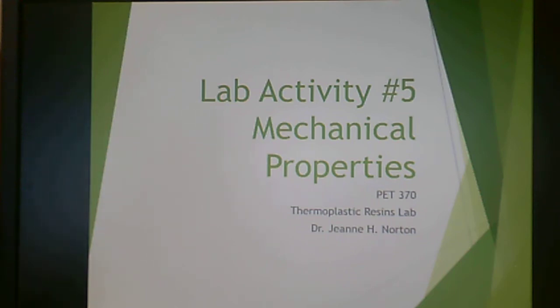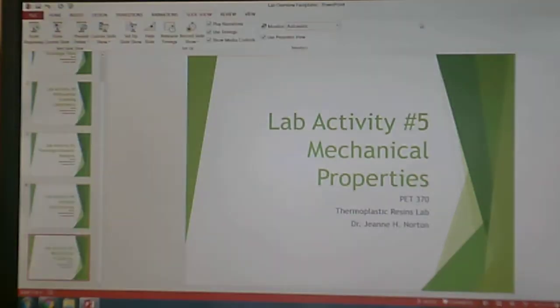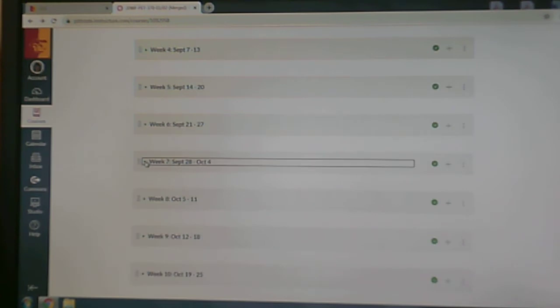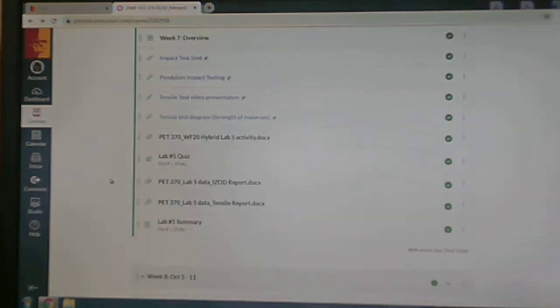Welcome to lab activity number 5. This is our final lab for Thermoplastic Resins lab done online, and this addresses mechanical properties of thermoplastic resins. So last week we did FTIR, and this week we are going to do mechanical properties.